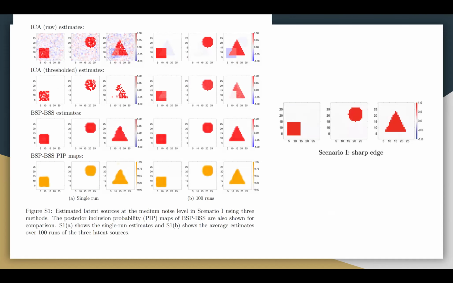Okay, now we know what we're looking at. So the ICA is Infomax, right? Yeah, Infomax. They just compare with Infomax with or without threshold. And the PIV map is the probability of being accepted or not. Each point represents the probability. Oh, single round or 100 rounds? Average over 100 rounds.